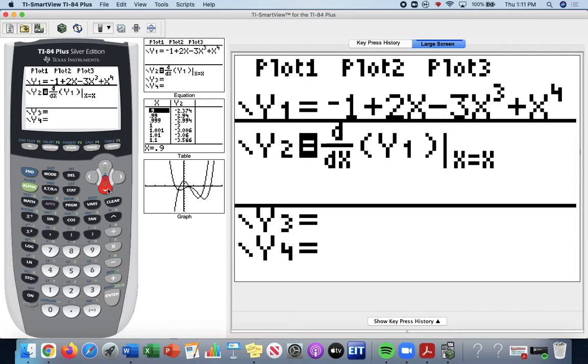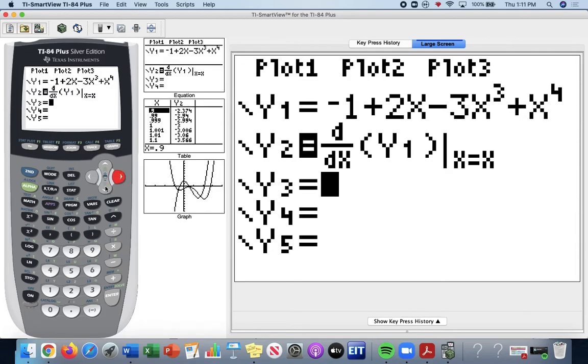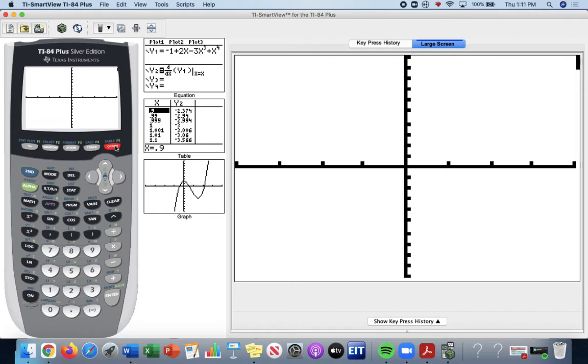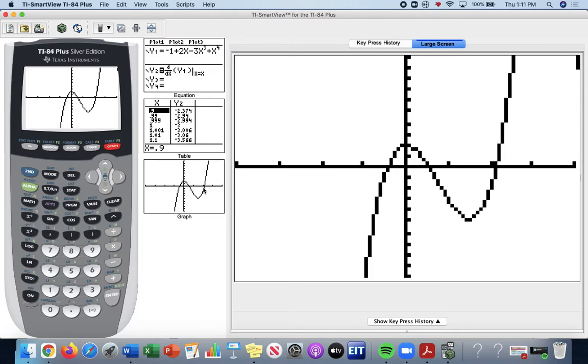Then I'm going to ask you to do one more thing. Go to y3 and plug in a 0, and you'll see why in a minute when we look at the graph. Okay, let's look at the graph, and let's look at just the derivative graph. If you look at the screen, notice that the original graph is over here. Actually, sorry, that's not the original graph. It gives me the derivative graph. So this is the graph of the derivative.